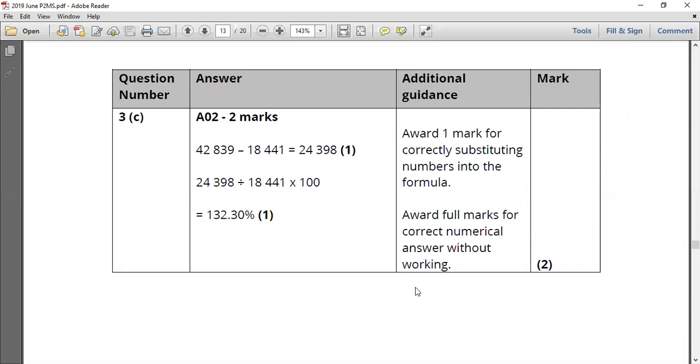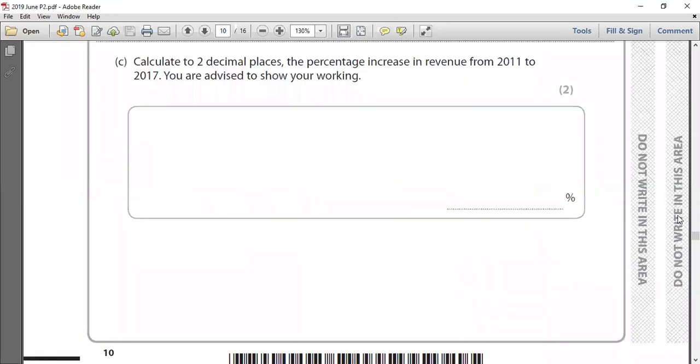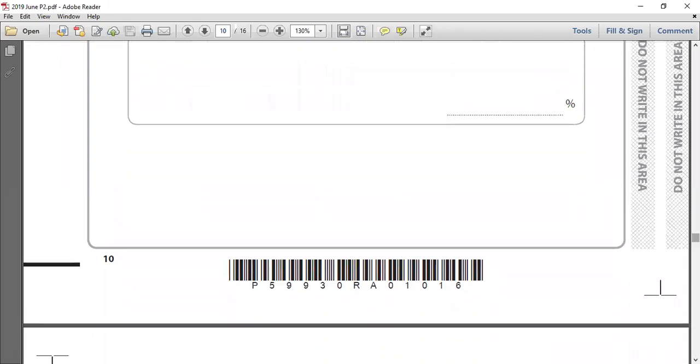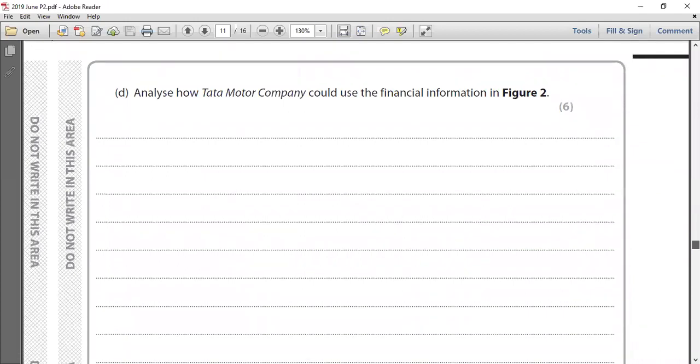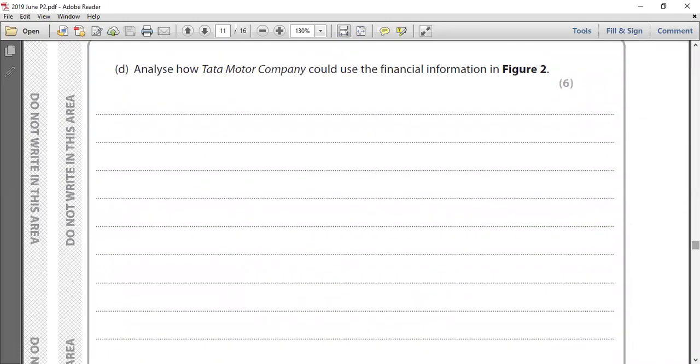So that's why you should always read the instruction carefully when you're asked a question, whether it is one decimal place or two decimal places. But most of the questions they're asking for two decimal places these days, right? So the other question, question number 3D, is asking a 6 mark question: how this Tata Motor company could use the financial information in figure 2.